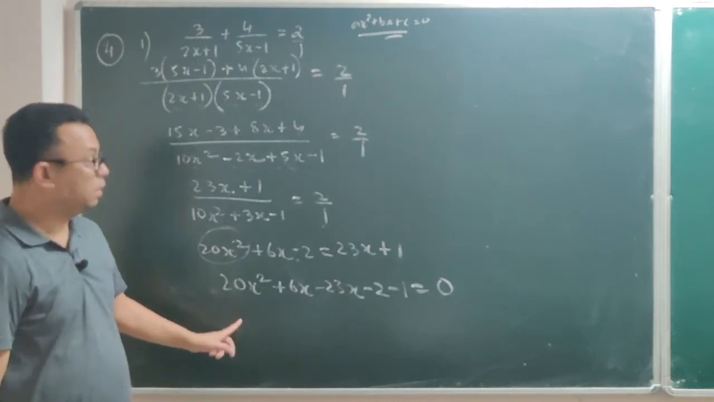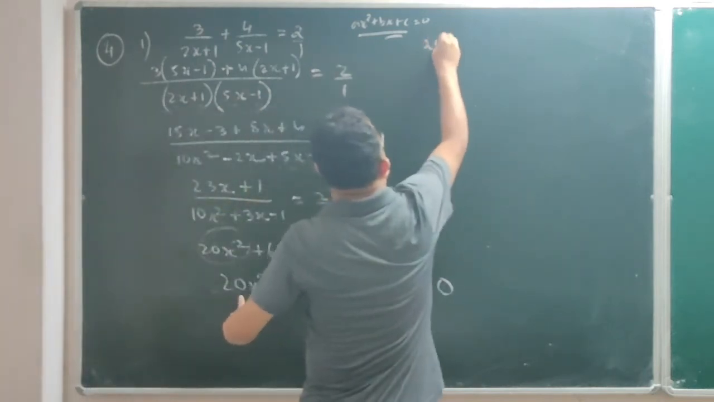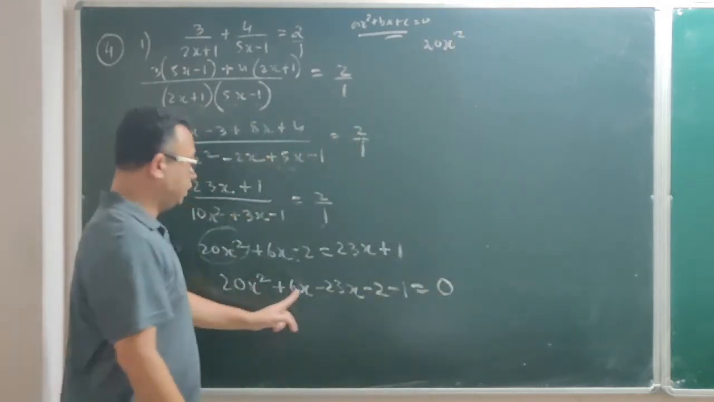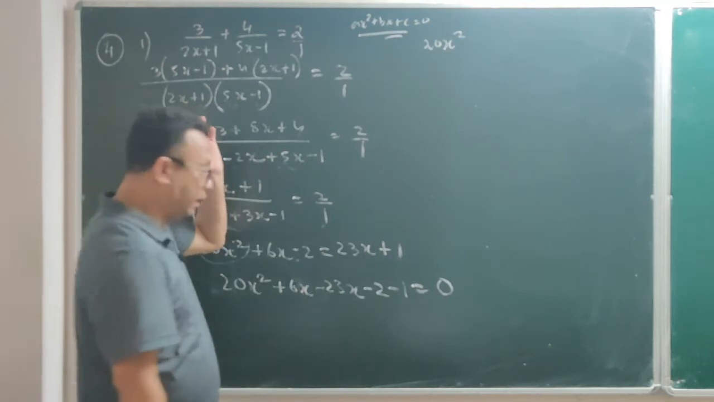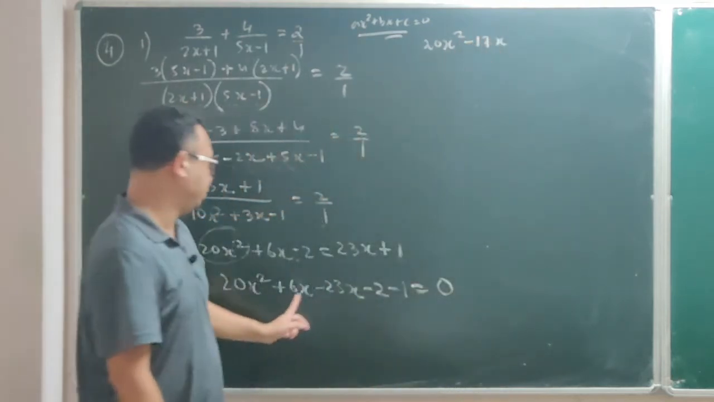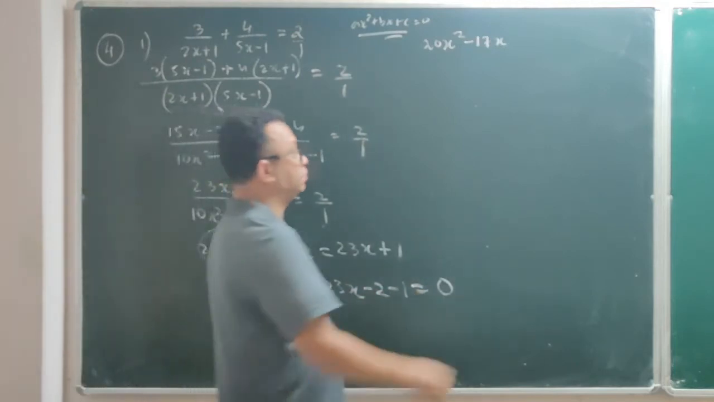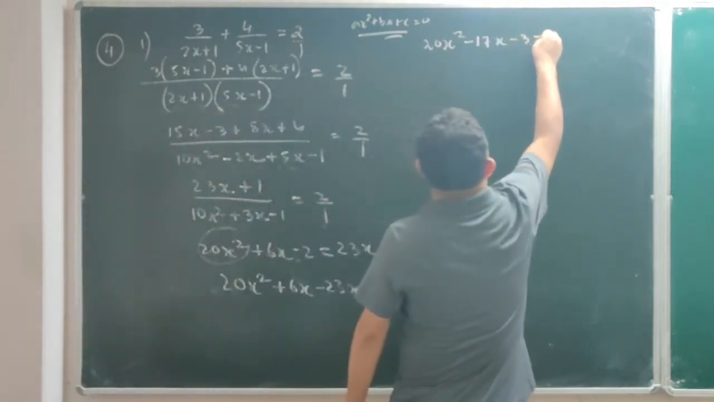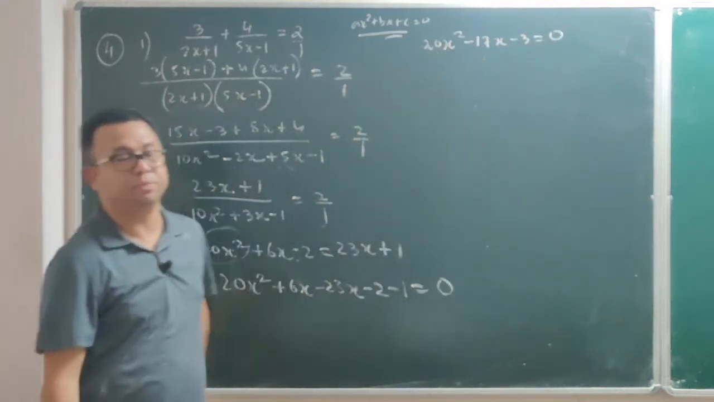So now, 20x square, plus and minus is minus, so 23 minus 6 is 17, so I'll write this one as minus 17x. Then you have minus 2 and minus 1, which is minus 3, equal to 0. Now you can see finally I have converted this in the form of ax square plus bx plus c equal to 0.